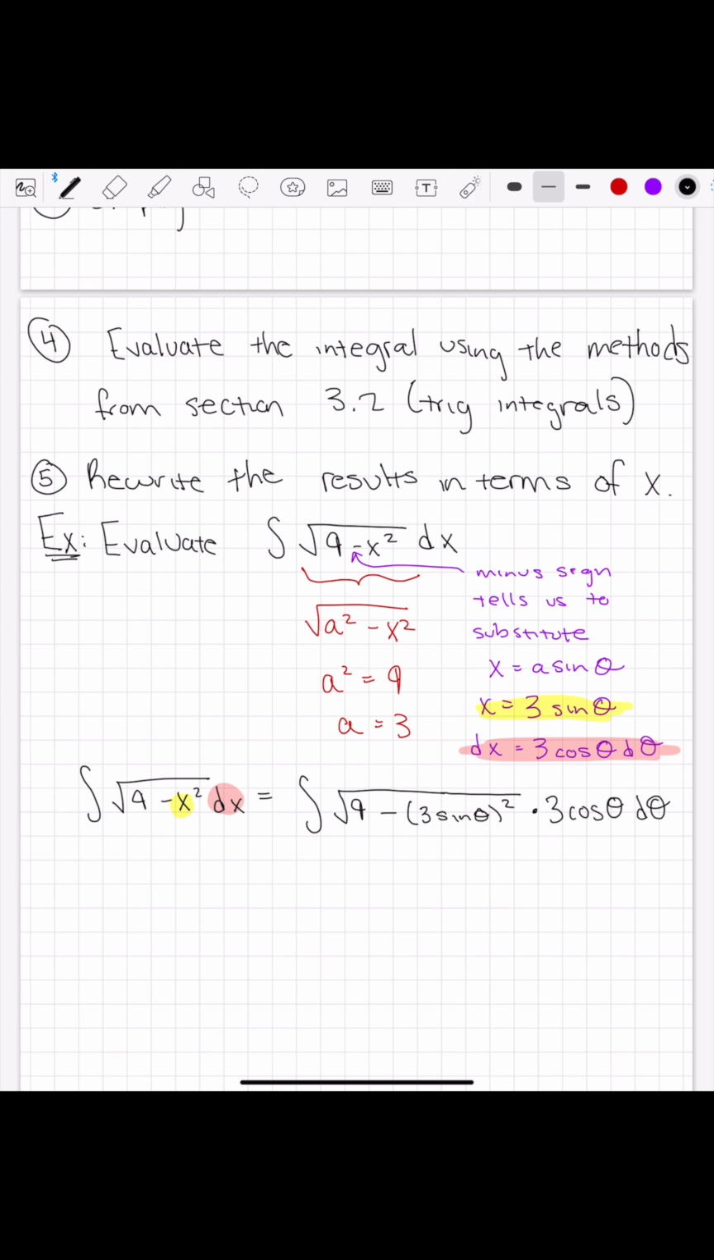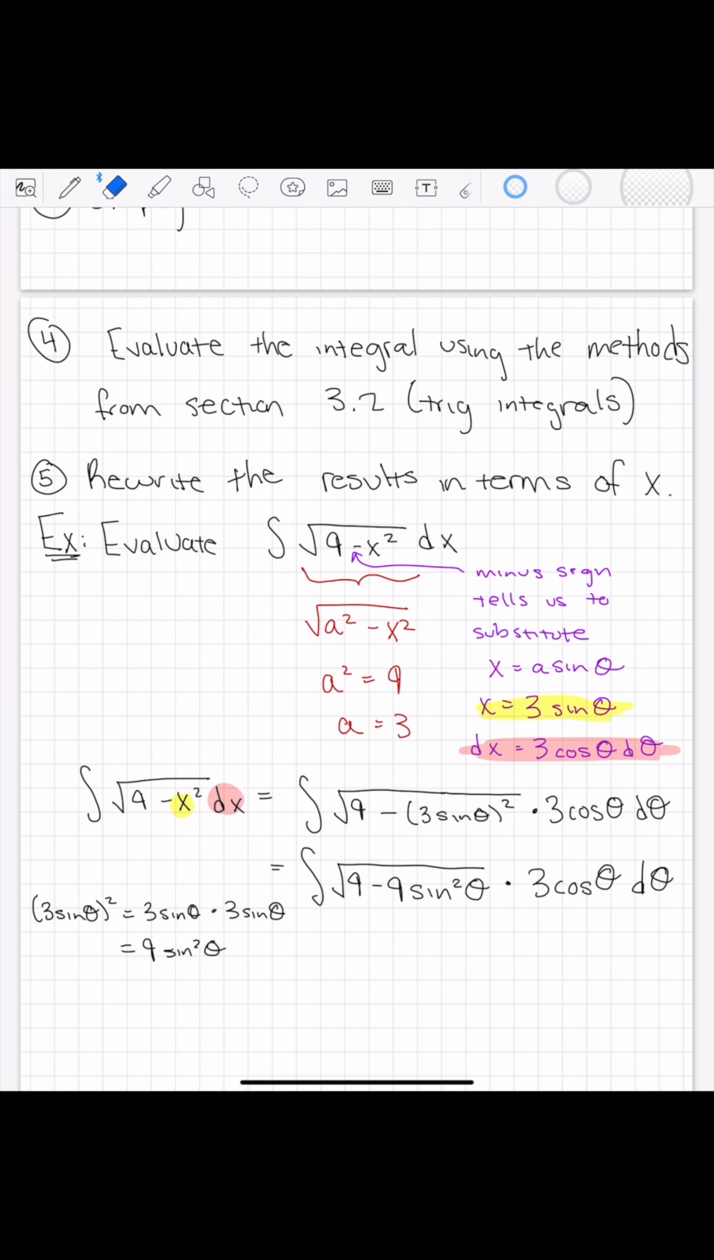And now I want to simplify. Well, notice, what is (3 sine theta) squared? That's 3 sine theta times 3 sine theta. So we know 3 times 3 is 9, and then sine times sine is sine squared theta. So this is going to become the integral of the square root of 9 minus 9 sine squared theta times 3 cosine theta d theta. I'm going to just erase my scratch work.